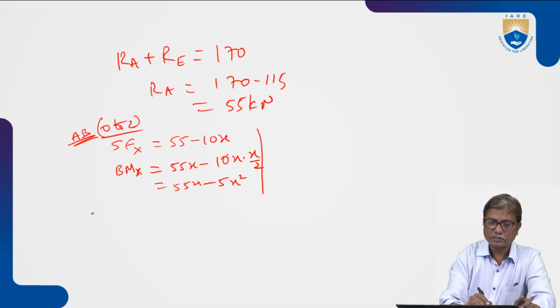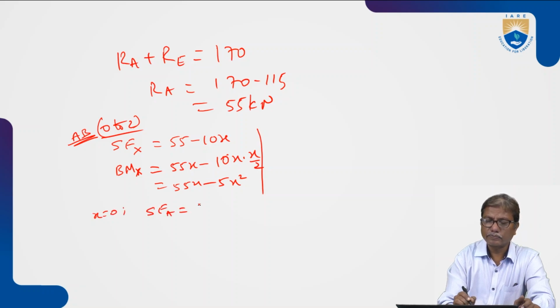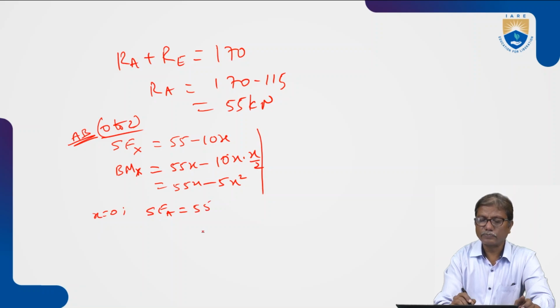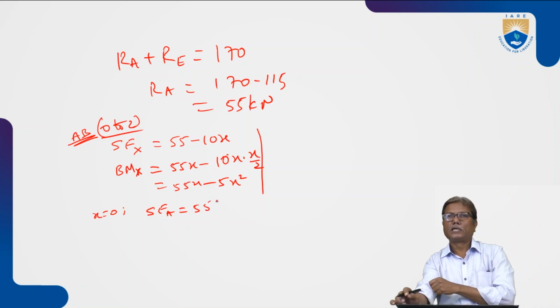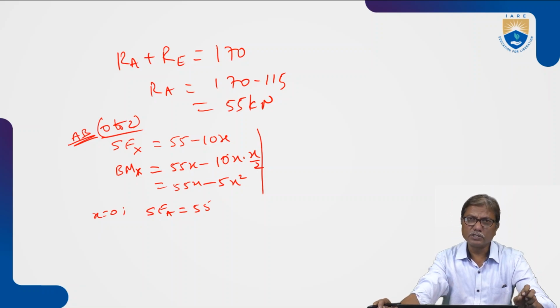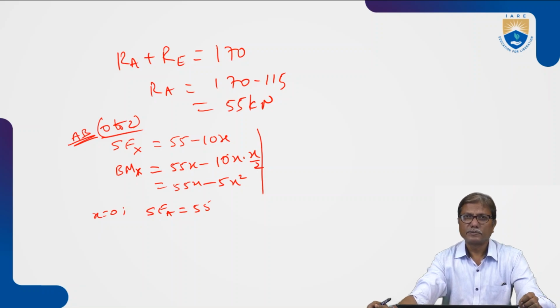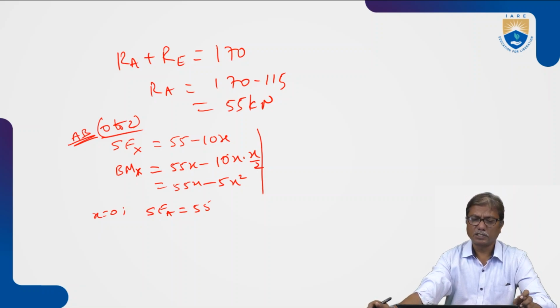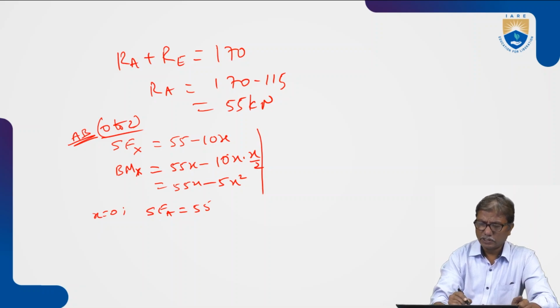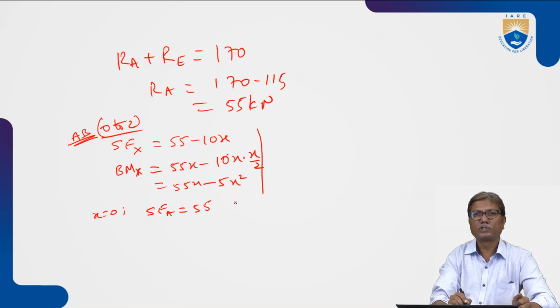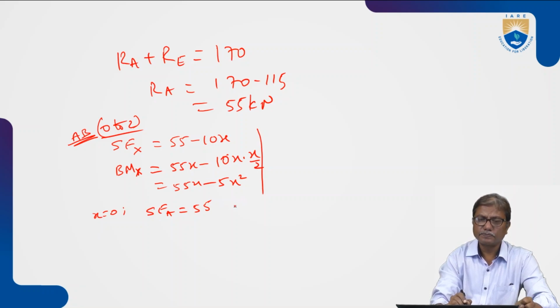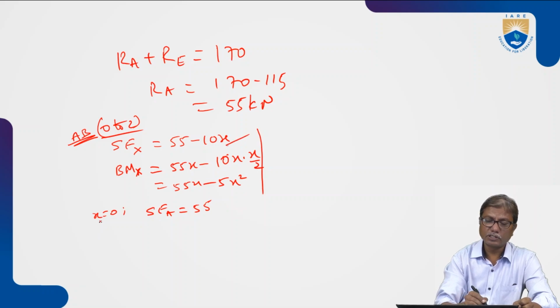Now substituting x equal to 0, you will get shear force at A as 55. Okay? I'm not discussing here the sign convention for shear force and bending moment, because in previous lectures we have already discussed the sign convention. Okay? Left side upwards is positive for shear force, right side downwards is positive, and vice versa. So substituting 0 for x, you will get shear force 55 at A.